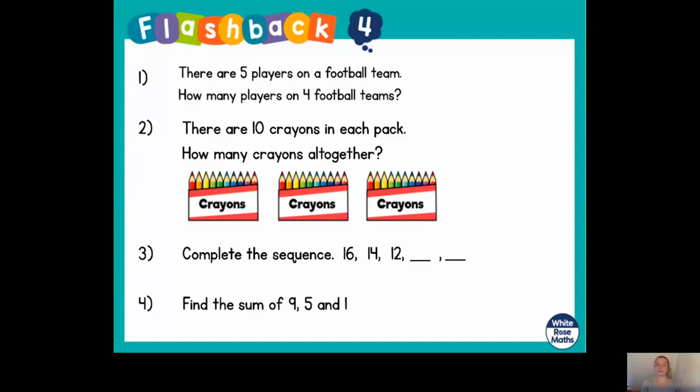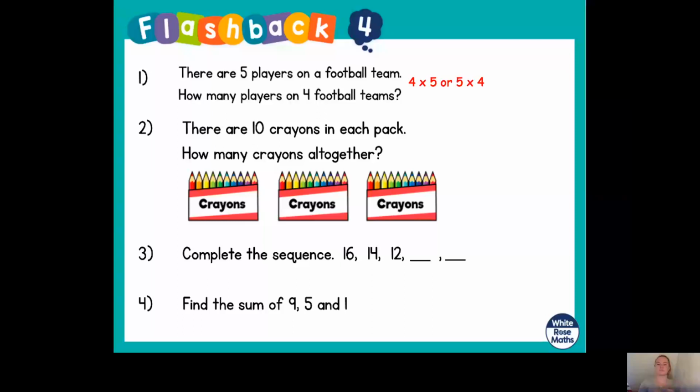Okay, so number 1, let's see how you got on. There are 5 players on a football team. How many players on 4 football teams? So if there are 4 football teams, there'll be 4 groups of players, and there'll be 5 players in each group or team. So therefore, we can write 4 multiplied by 5, because there are 4 football teams with 5 players on each team. And because of commutative law, we can also write it the other way around, so 5 multiplied by 4. However, we're going to stick to 4 multiplied by 5 because we've learnt our 5 times table, haven't we? So let's count up together in steps of 5, 4 times.